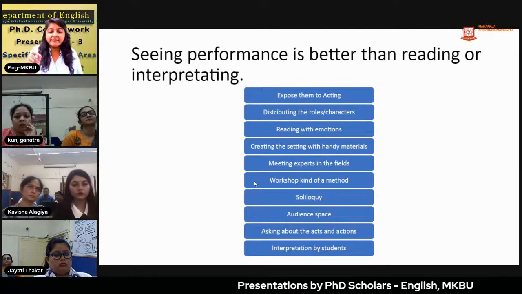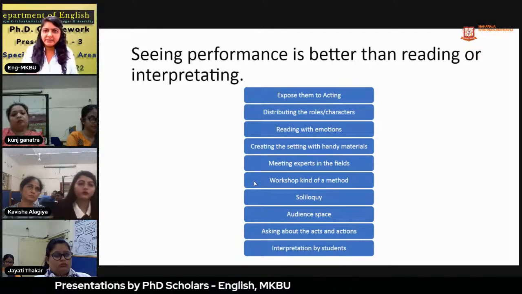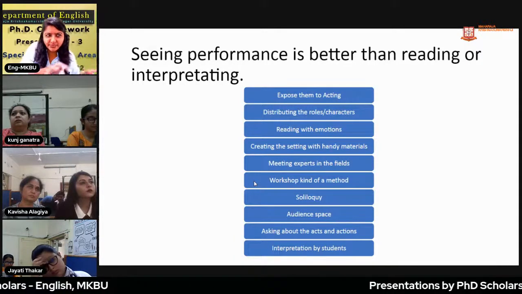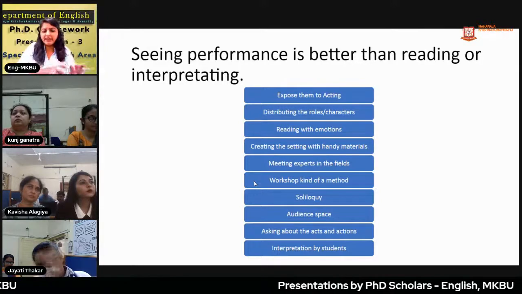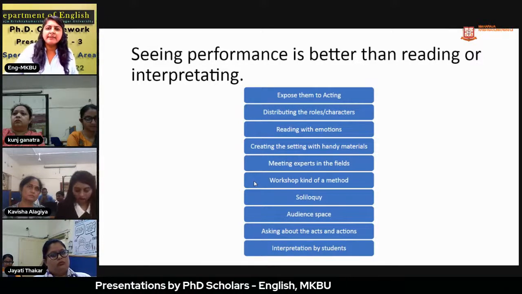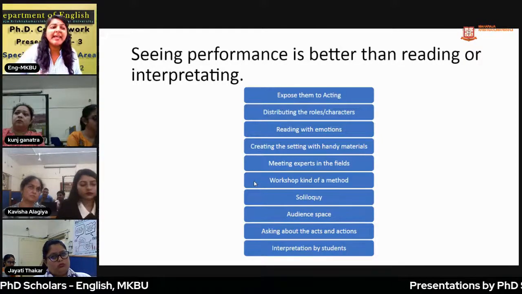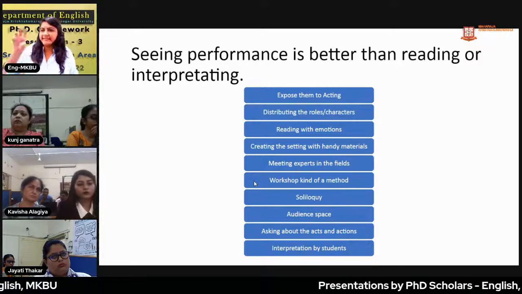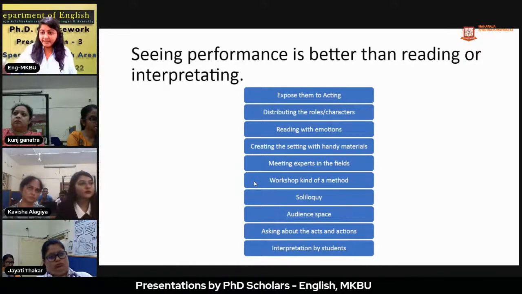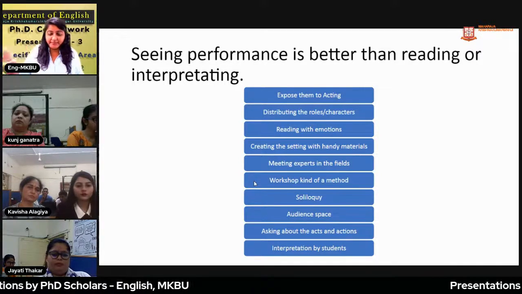Then another, that is audience space. Now it comes to the question of understanding. When we talk about drama, the teacher is preaching. So now the better method is that the audience themselves come after watching the drama and say what they have felt, what they have understood through those scenes, first scene or second scene or third scene. They are summarizing what they have gained in their mind after watching. So that can be done.